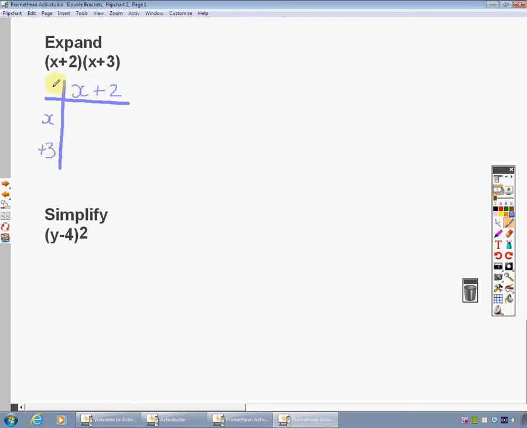We're timesing them together, and now I just fill my grid. x times x is x squared. x times 2 is 2x, a positive 2x. x times 3 is 3x, I'm going to put a plus in there. And 3 times 2 is 6, positive 6. So far, for a high grade C question towards the end of the paper, I've already got 1 mark.